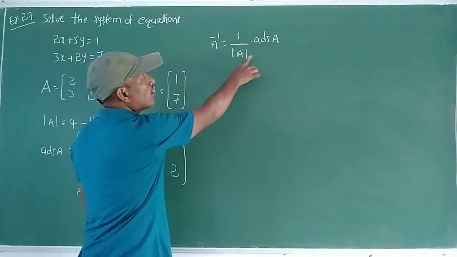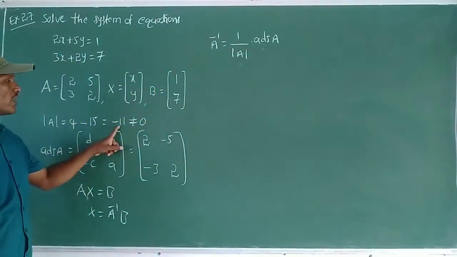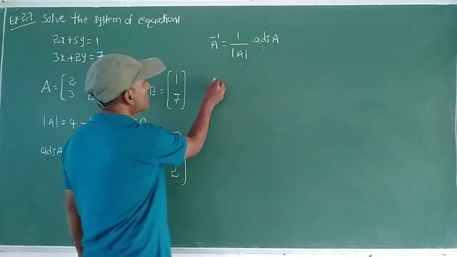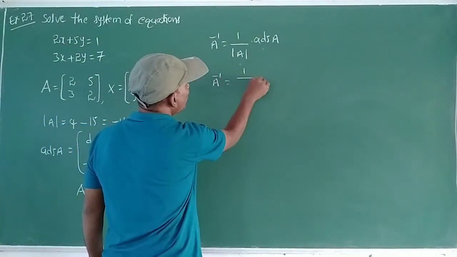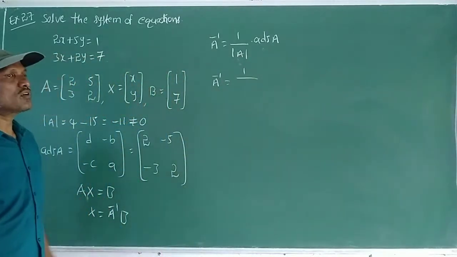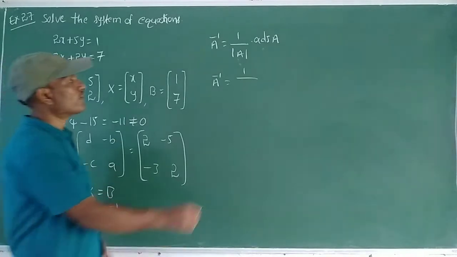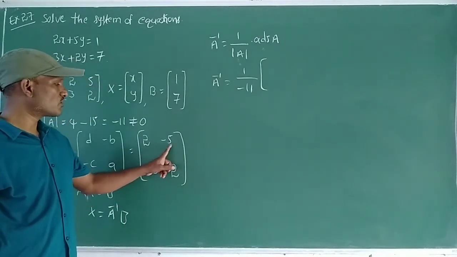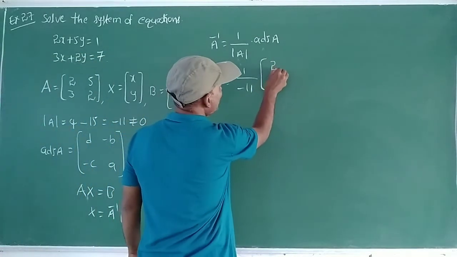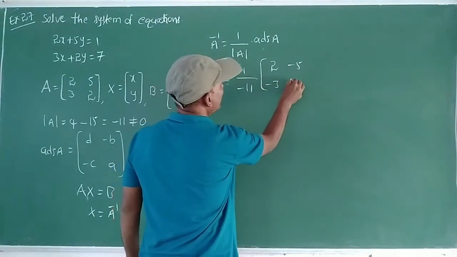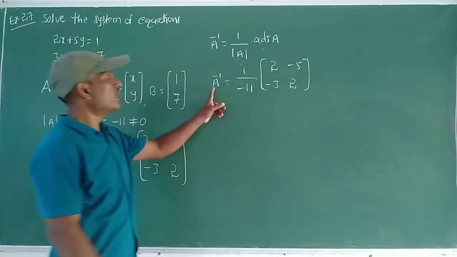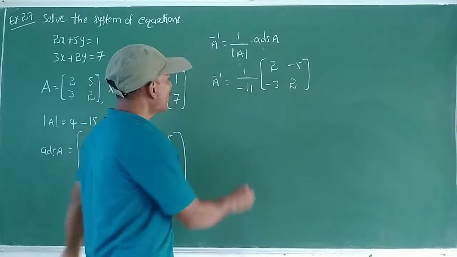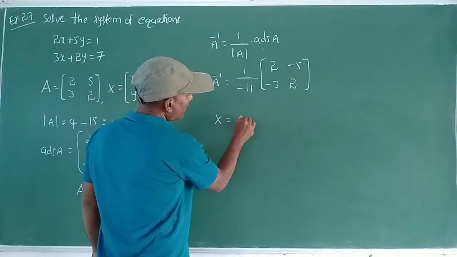First det A value is there, adjoint A value is there. Det A value minus 11. Adjoint A matrix 2, minus 5, minus 3, 2. Substitute values. A inverse equal to 1 by determinant of A, value minus 11, into adjoint A, 2, minus 5, minus 3, 2. This is A inverse. A inverse equal to 1 by minus 11, 2, minus 5, minus 3, 2. This is A inverse. Next, capital X equal to A inverse B.